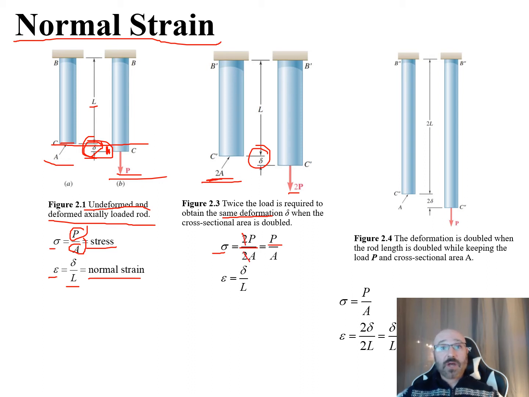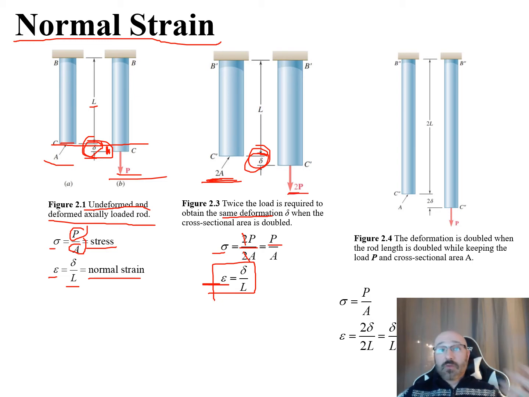Now, what is our deflection? Our strain here is still equal to that deflection D divided by L. So we can see this is still going to be the same, because we have 2 times the area and 2 times the load.